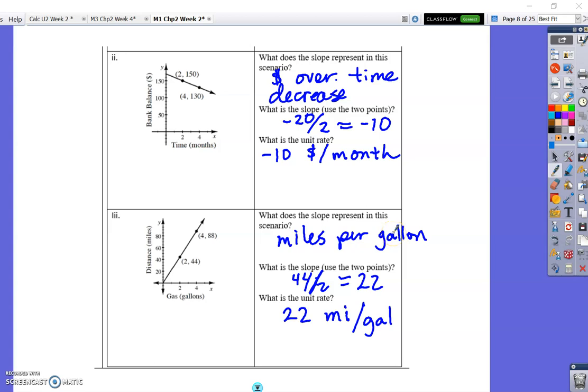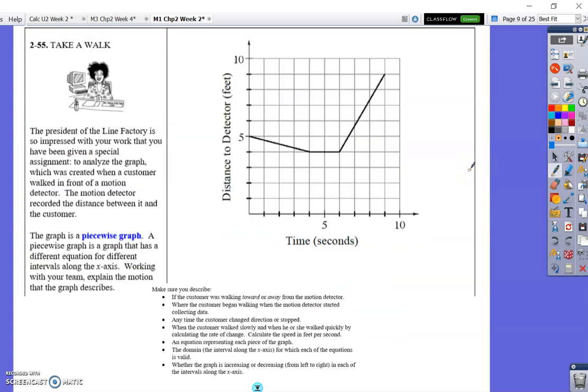So if you finished in a reasonable amount of time, please take a look at question number 55, which is about the Lion Factory. The president thinks you're awesome, he thinks you're pretty neat, and he's asked you about this pretty cool graph with distance. Sorry about the bell ringing in the middle of this video. So we've got distance to a motion detector, distance in feet, and then time passing as we stand. And he wants you to describe the 3 different pieces of this graph, because it is a piecewise graph. There are 3 pieces, and try to answer these questions, which are listed in the middle for you.